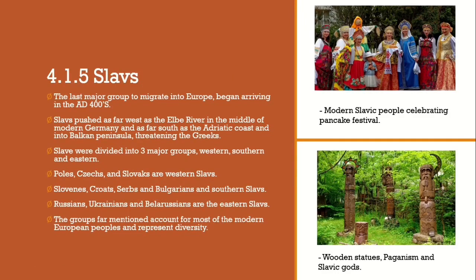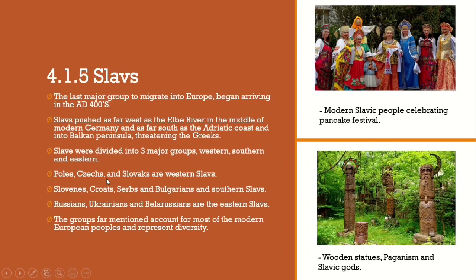Moving to the Slavs, or the Slavic people. The Slavic culture groups were the last major group to migrate into Europe, beginning to arrive in the 400s AD. The Slavs pushed as far west as the Elbe River in the middle of modern Germany and as far south as the Adriatic coast and into the Balkan Peninsula, threatening the Greeks. The Slavs were divided into three major groups: the Western Slavs, Southern Slavs, and Eastern Slavs.